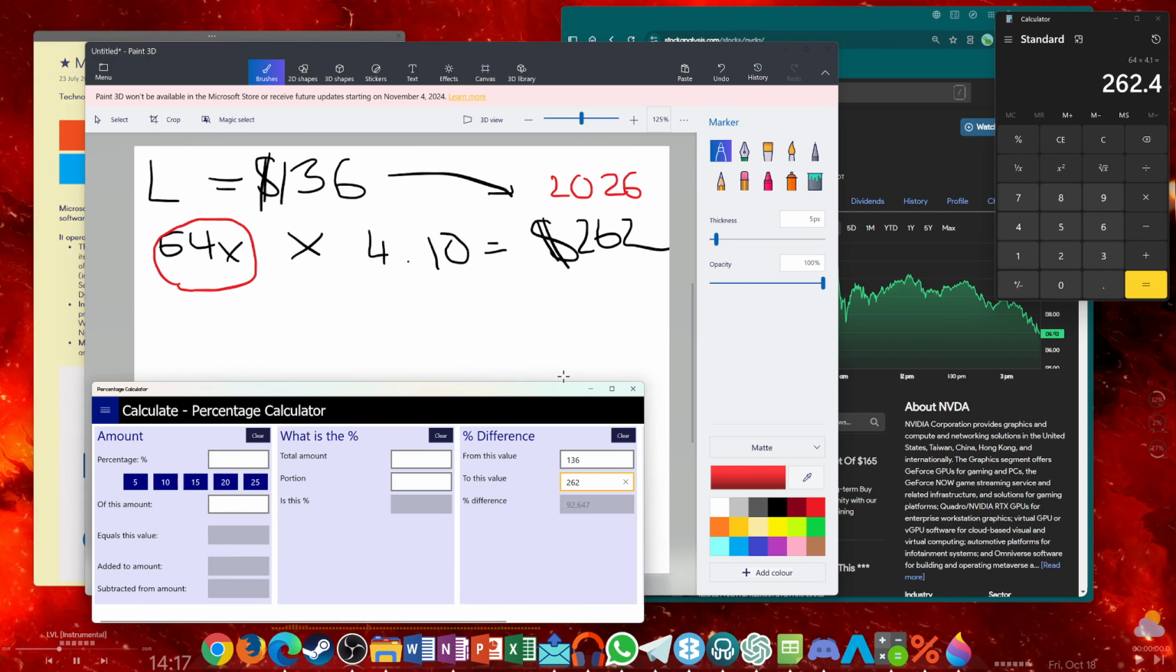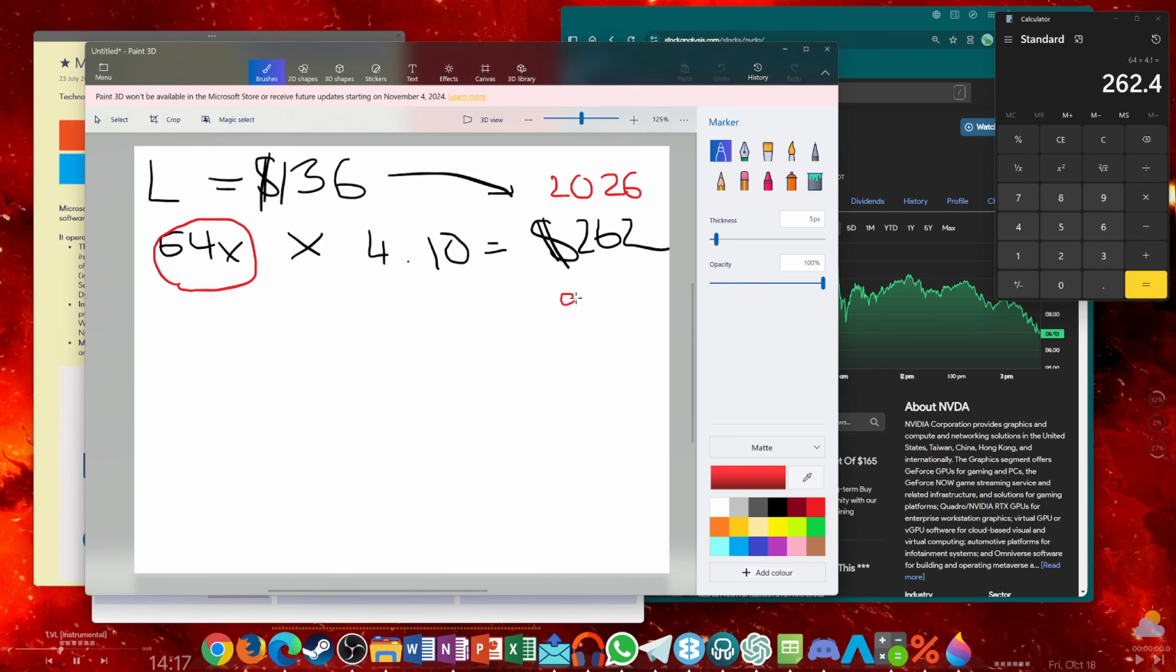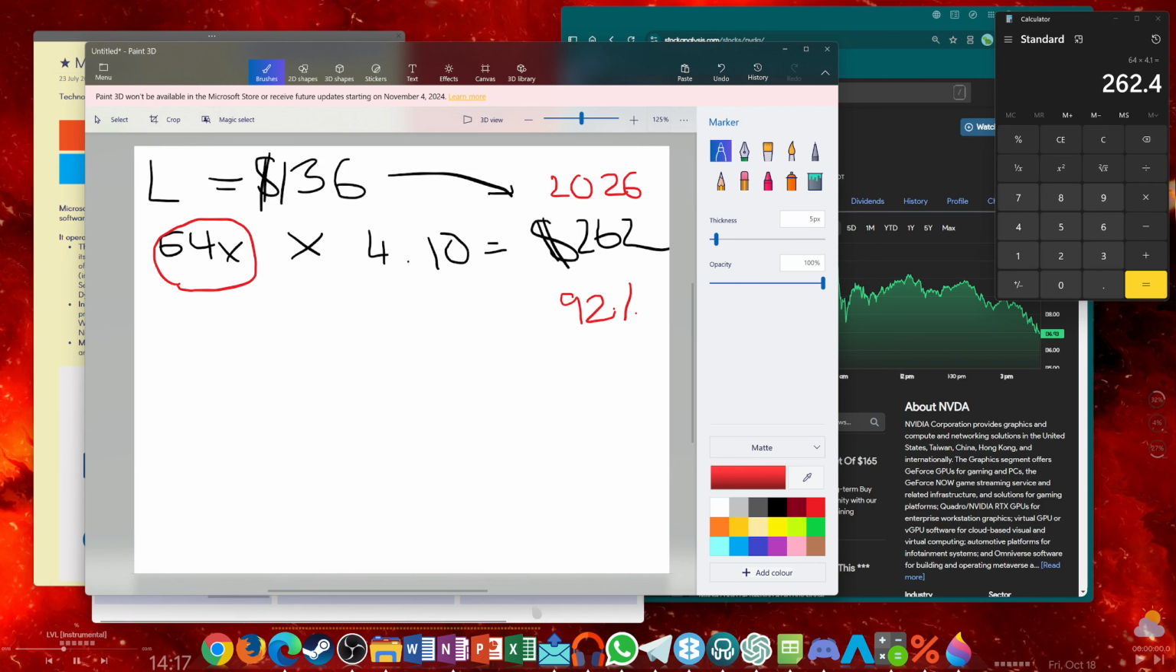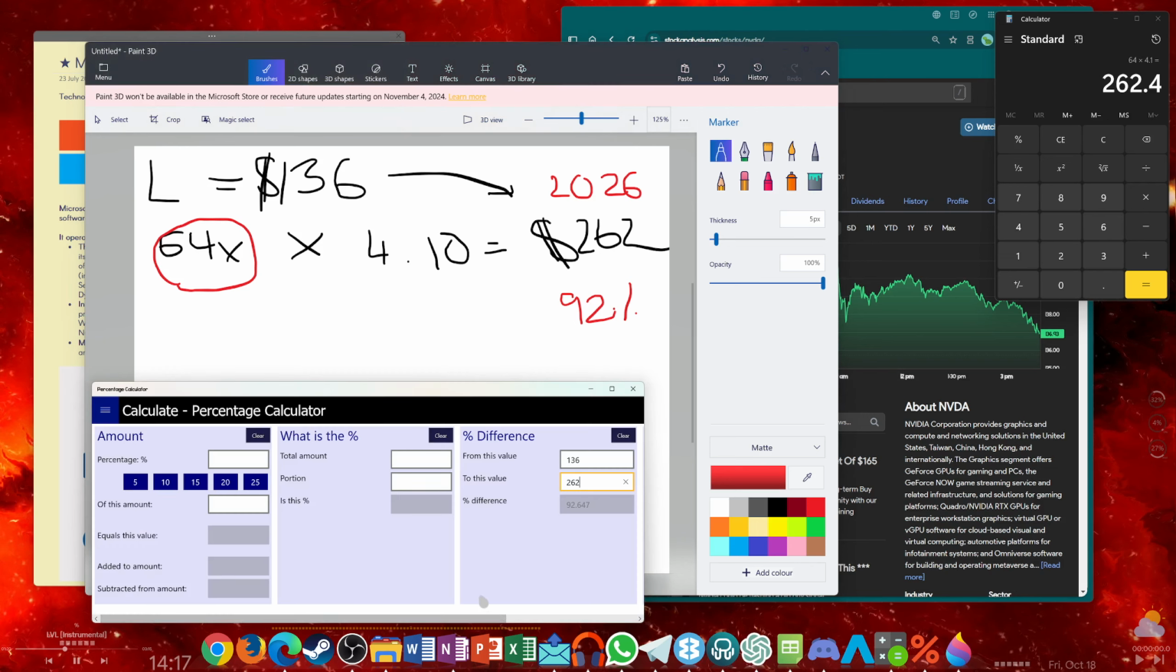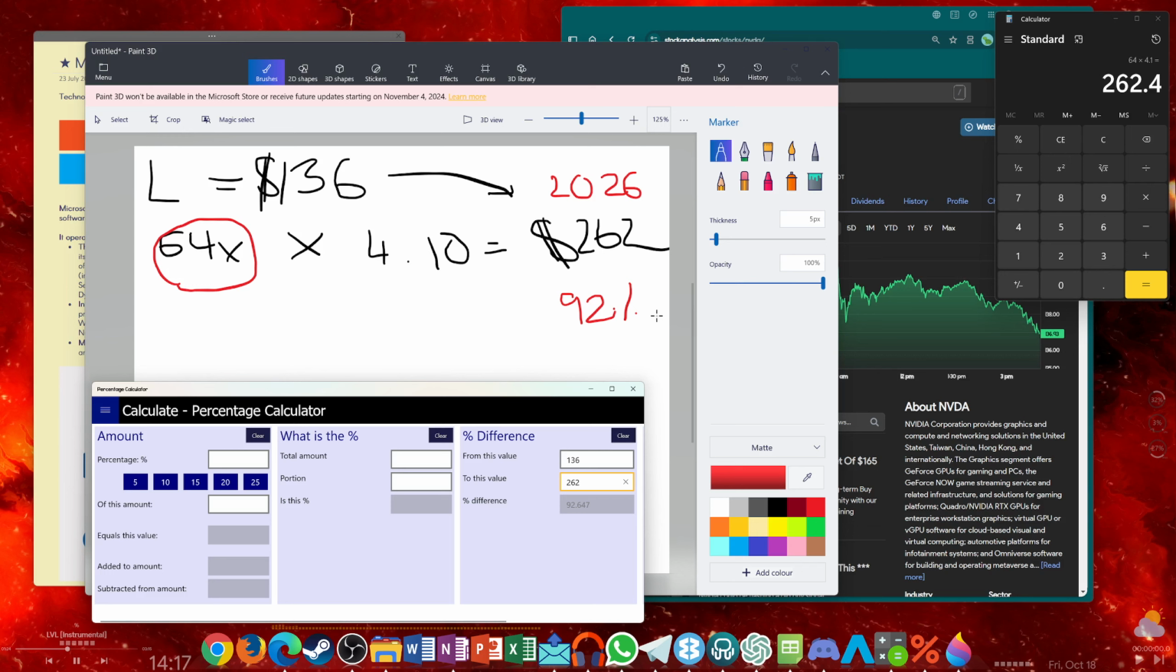So this represents an upside of 92% till FY 2026. That's about 2 years from now. Obviously if you want to divide it by 2, it works out to about 46% stock price appreciation per year, which will beat the NASDAQ and the S&P 500.